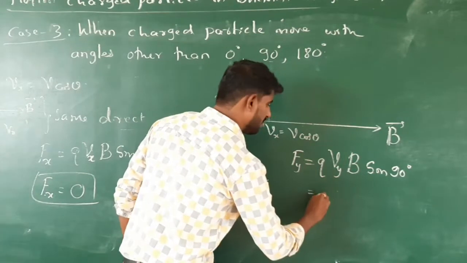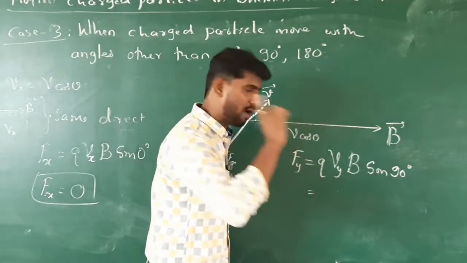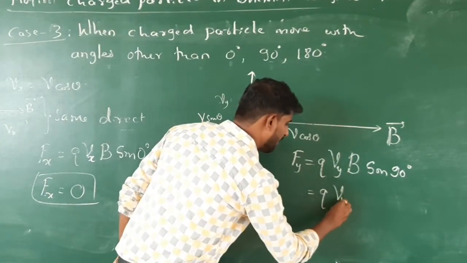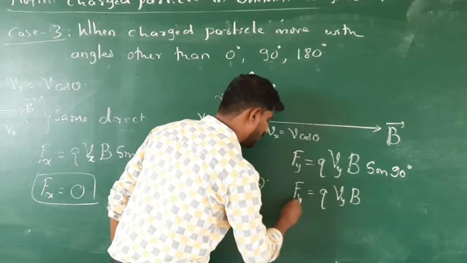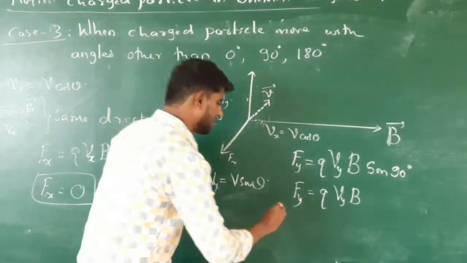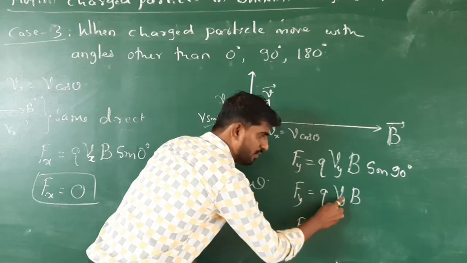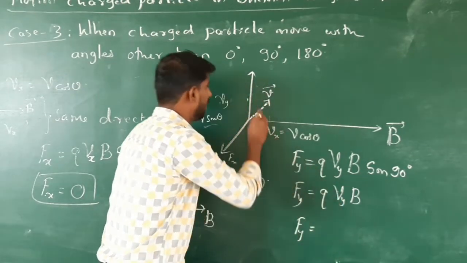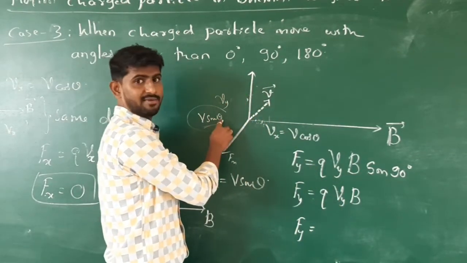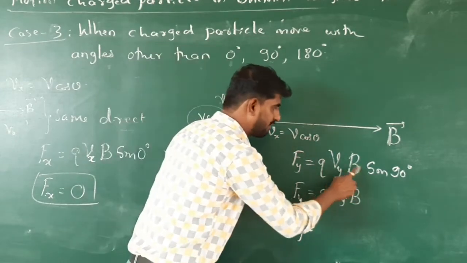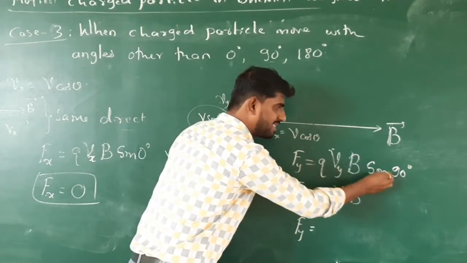Okay. So next, sine of 90 is 1. So Q into Vy into B, this is Fy. Clear? So I can substitute the value of Vy. Vy value is V sin theta.